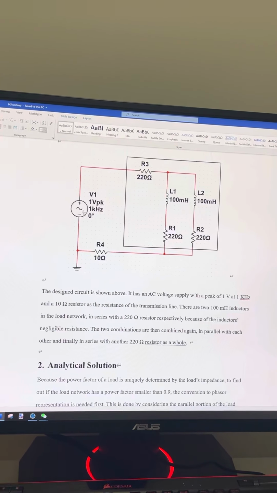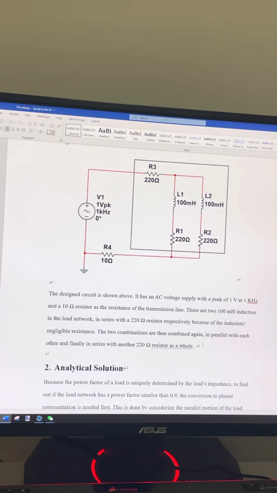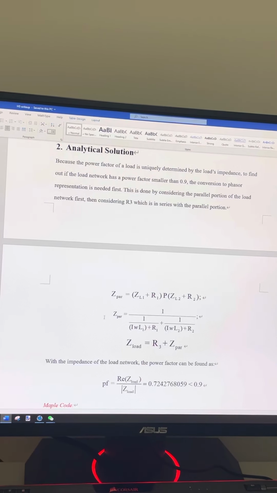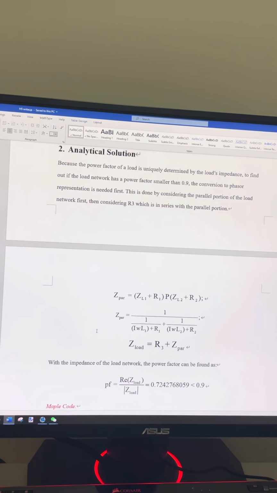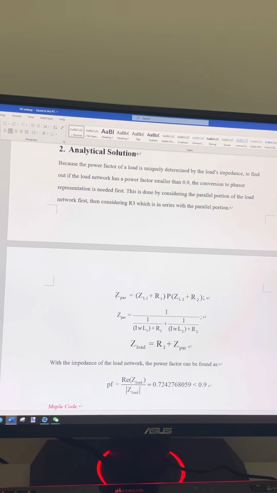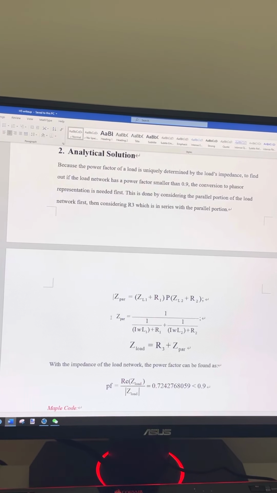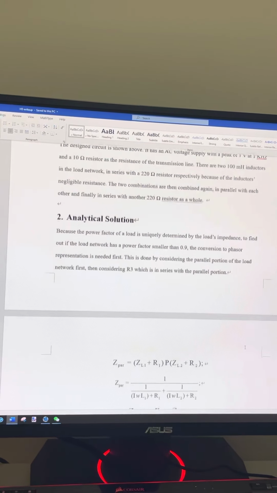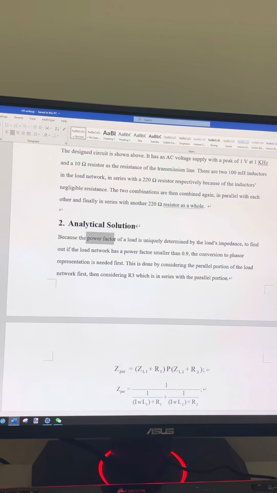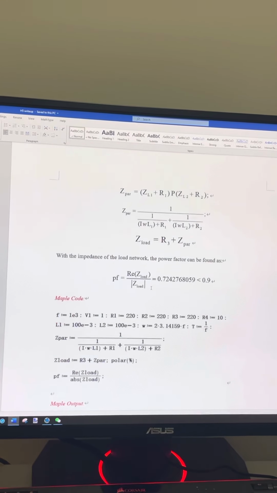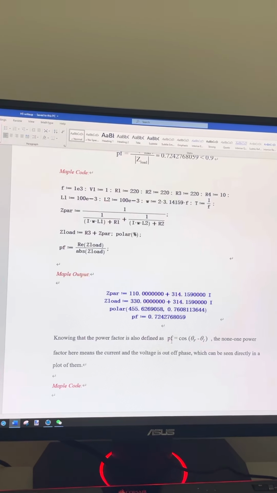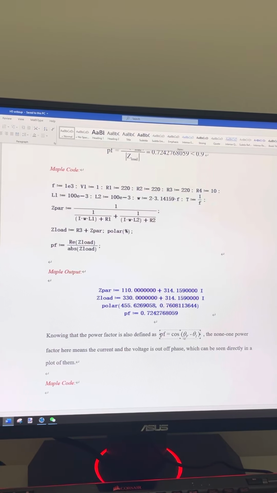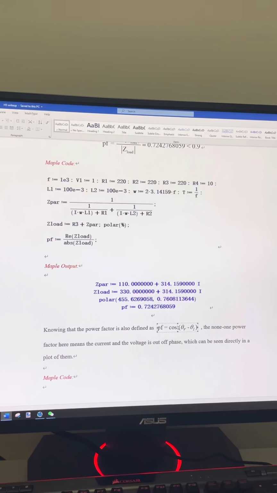Because this is an AC power circuit, we need to work in the theta domain, and we just calculate the total impedance of the whole load network. That leads us to a power factor, and the power factor also has a function like this. It represents how the current and the voltage are out of phase.